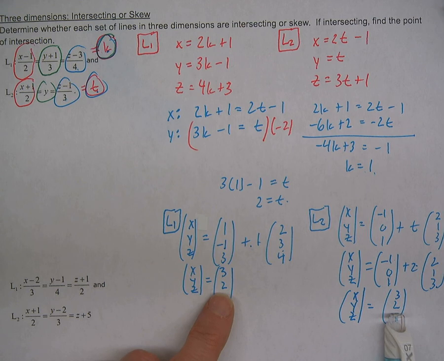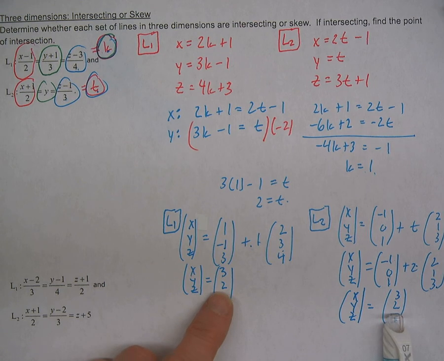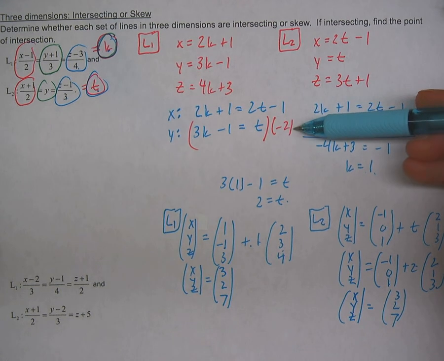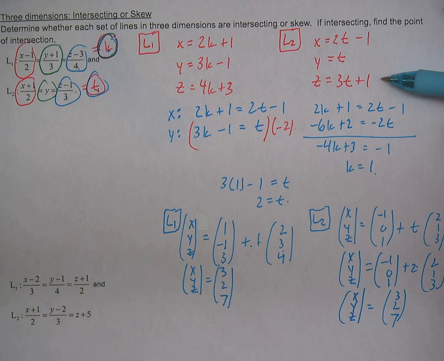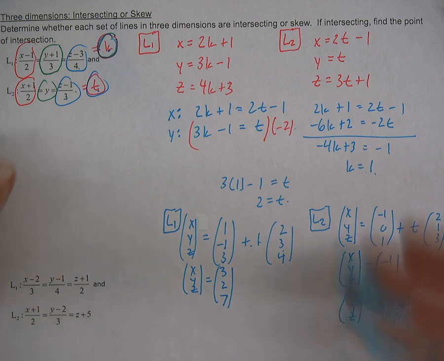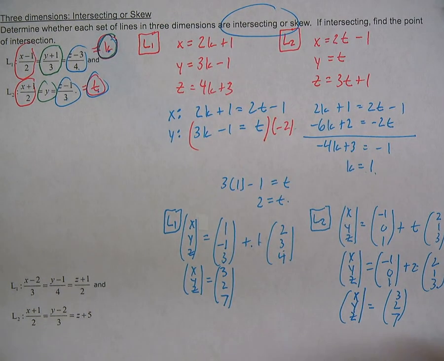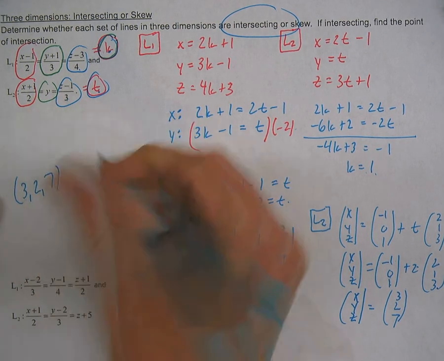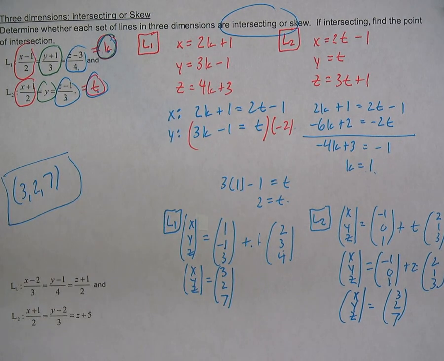Why would X and Y definitely match, but Z might not match? Because to get K and T, we only use the X and Y equations. We never use Z. So the one parameter, the one component you don't use, whether it's X, Y, or Z, is the one that could end up being different. And that's what determines if they're parallel or not parallel, intersecting or skew. Because it turned out the same for both, they are intersecting, and they intersect at 3, 2, 7.